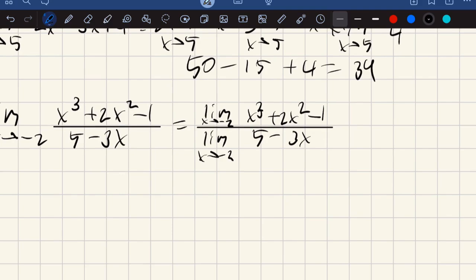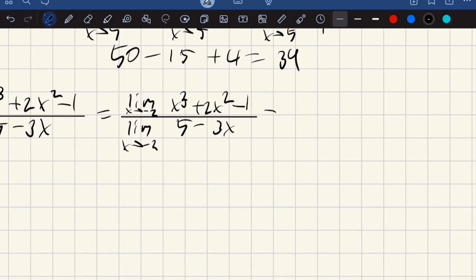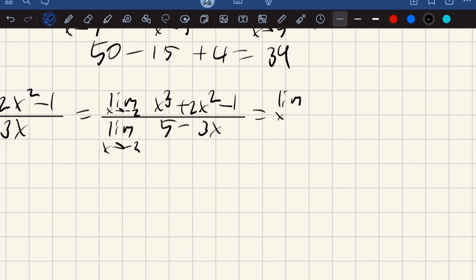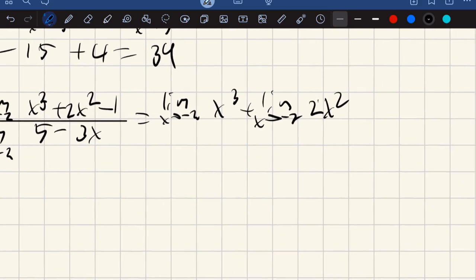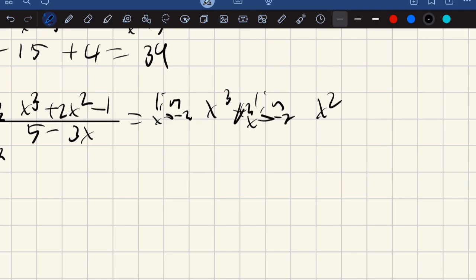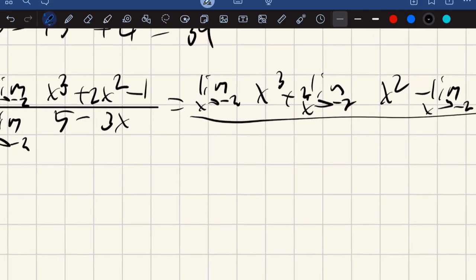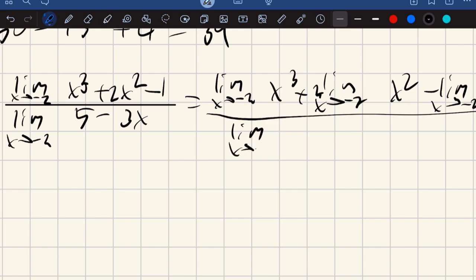There's a lot of breaking up to do here. You could do the limit as x approaches -2 of x cubed plus the limit as x approaches -2 of 2x squared. But remember, we could take out the constant, so it's just 2 times that limit. And then the limit as x approaches -2 of 1, all divided by the limit as x approaches -2 of 5 minus 3, because we take out the constant, times the limit as x approaches -2 of x.